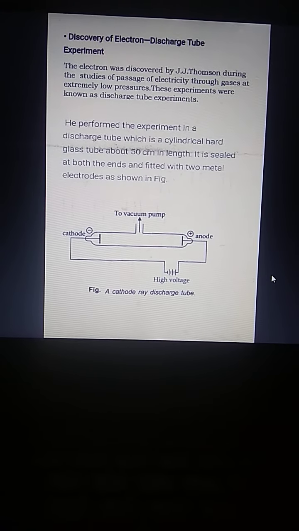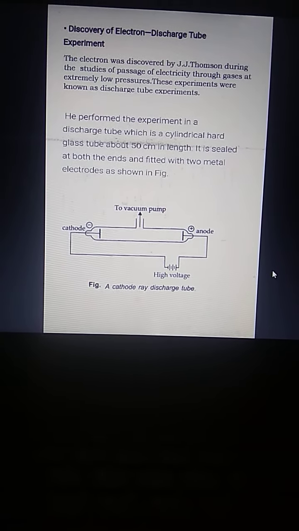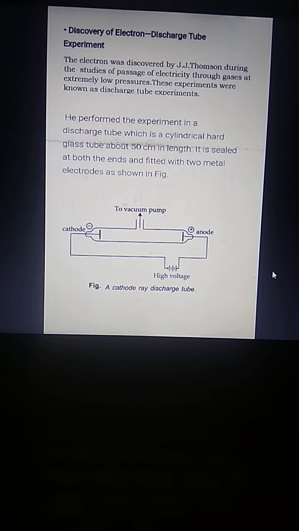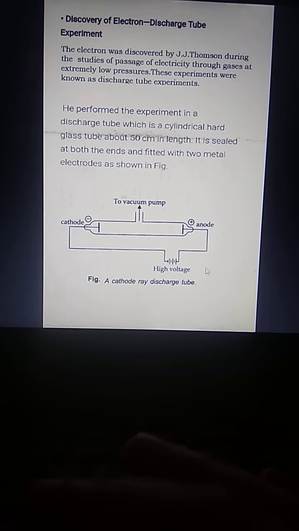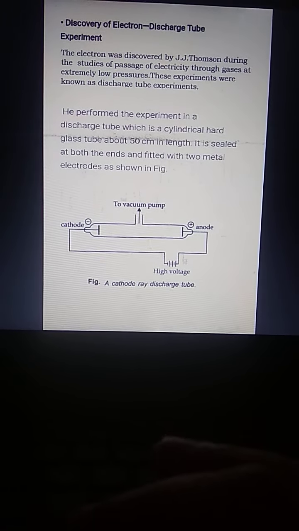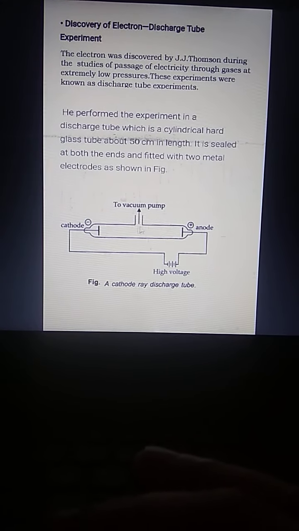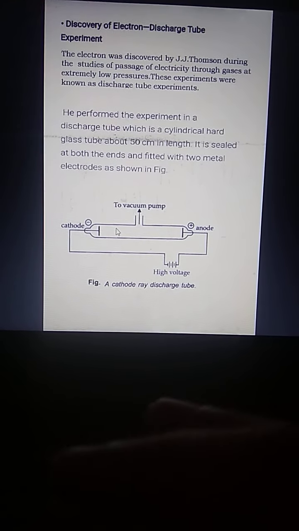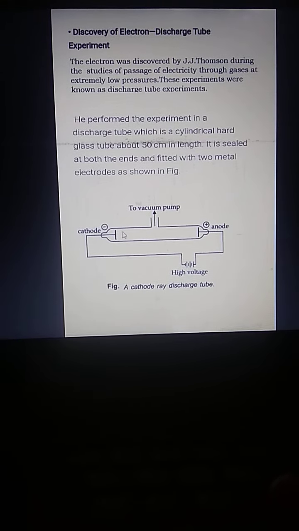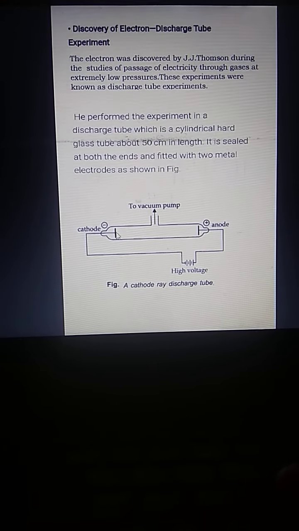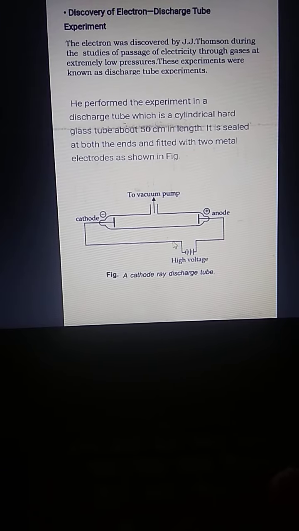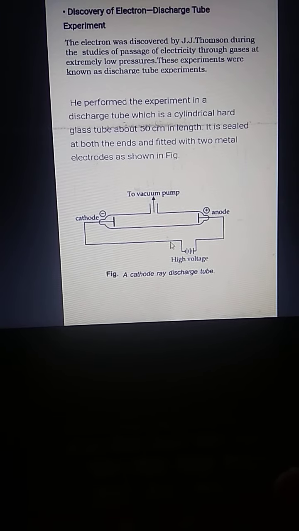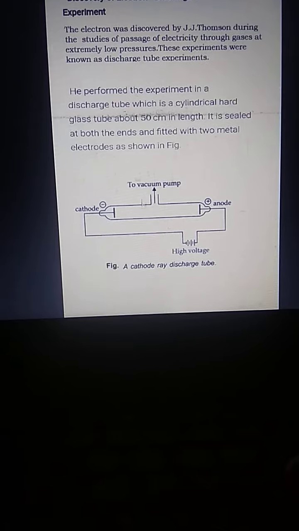So what was the discovery which showed the presence of electron? Here the discharge tube experiment was done, and what was there in the discharge tube experiment? Here you can see the full apparatus of the discharge tube. This is the discharge tube, and it has two electrodes. This electrode is cathode and this electrode is anode, and this discharge tube is filled with gas, and here high voltage potential is being given, and this is the vacuum pump.